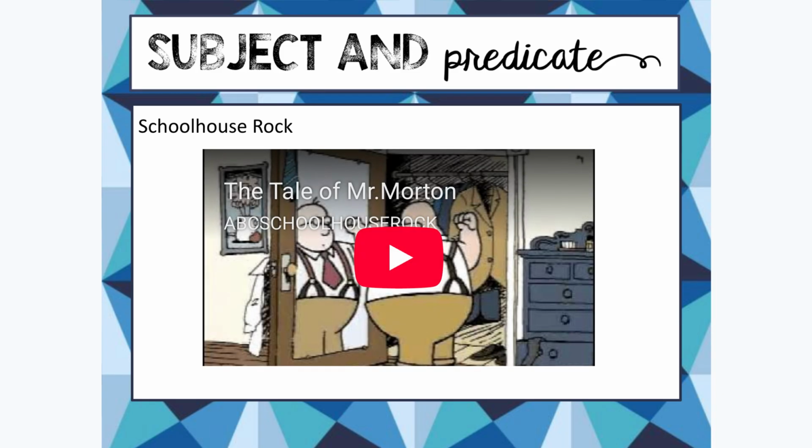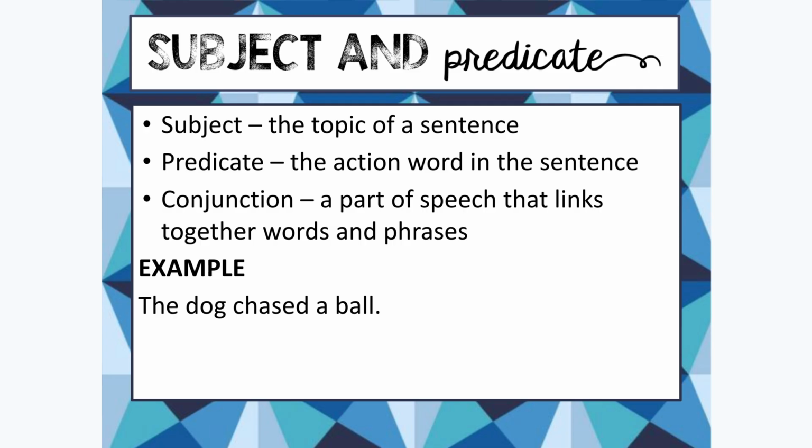So Mr. Morton does. Subject, verb. All right. Subject and predicate. The subject is the topic of the sentence. The predicate is the action word in the sentence, but remember from our first video that the action isn't necessarily a thing you are actively doing. Like, I was happy. You're not doing anything, but it is the thing you are doing.